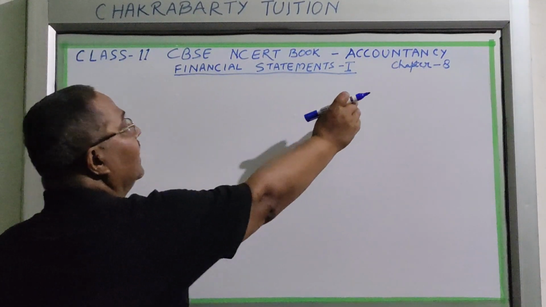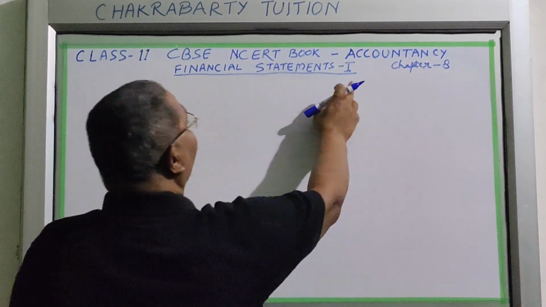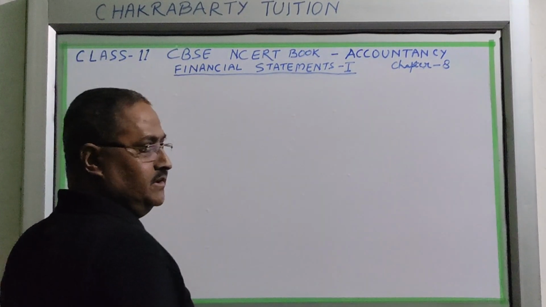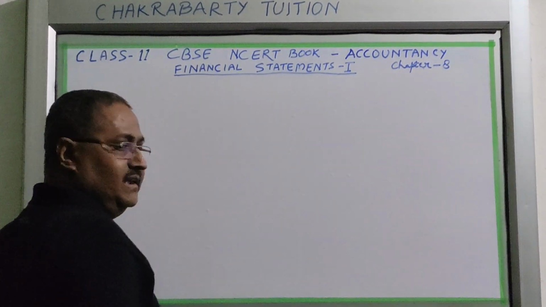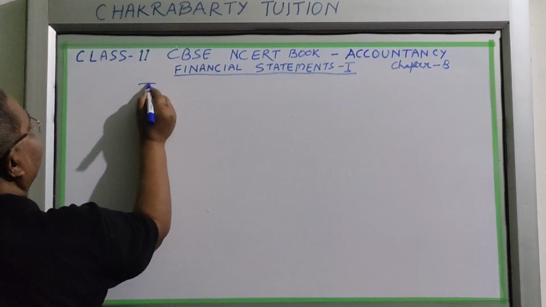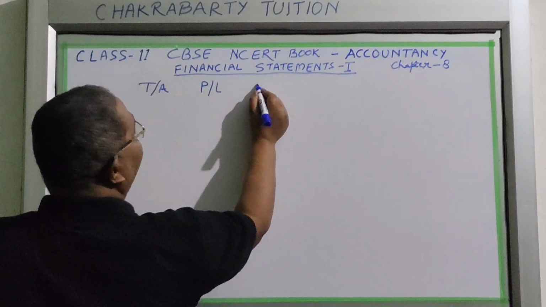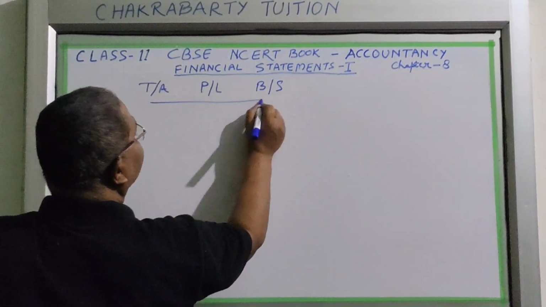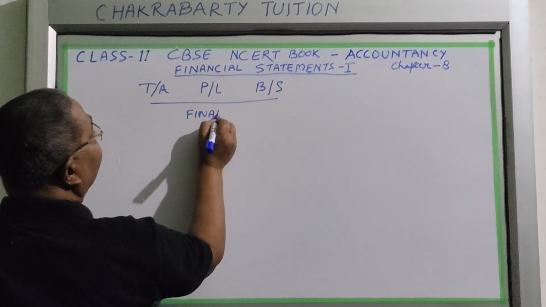So today we will teach chapter 8 of Financial Statements 1, in the book of accountancy. Financial statements, chapter 8, we are discussing. We will cover the trading account, profit and loss account, and balance sheet. All these together are also known as final accounts.